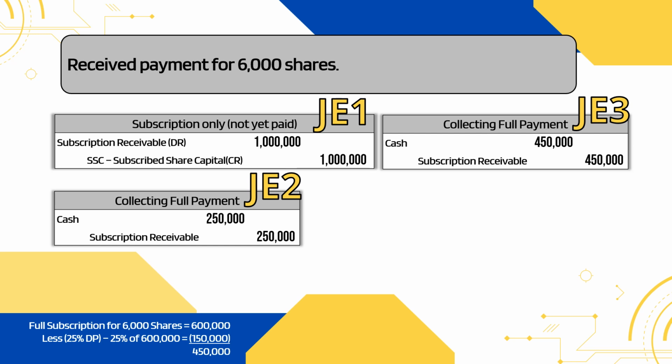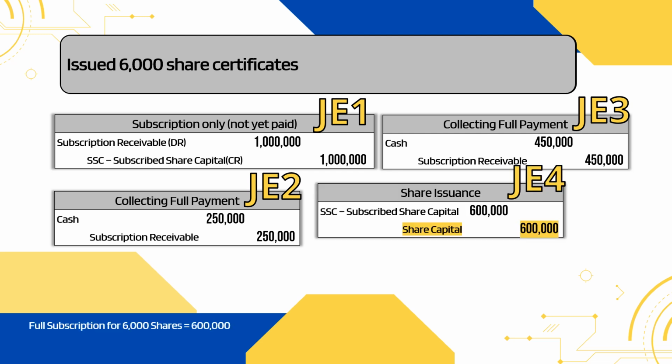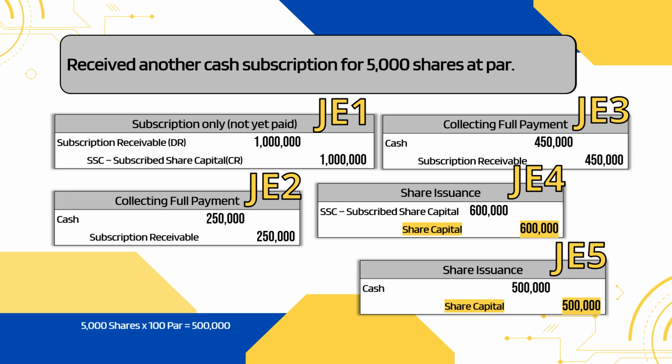So at that point, 6,000 shares are fully paid. And once they're fully paid, they will now issue the share certificates. And therefore, the last journal entry here would be, we will debit subscribed share capital by 600,000. And then you will finally recognize your share capital or common stock or CS by 600,000. So the process looks complicated, but the idea here is for you to be able to get your total shareholder equity.